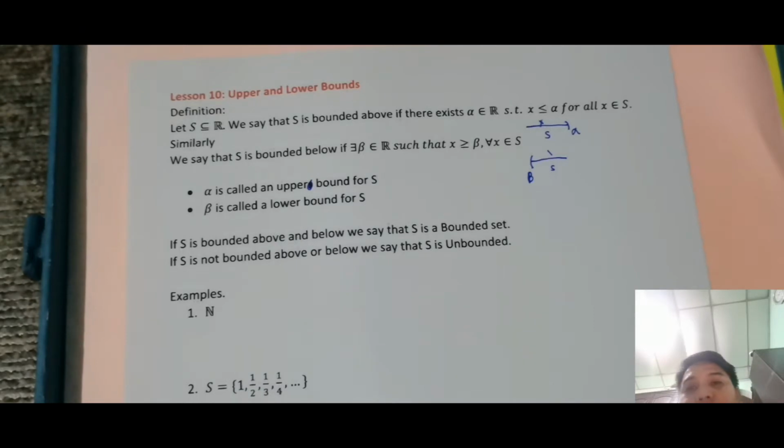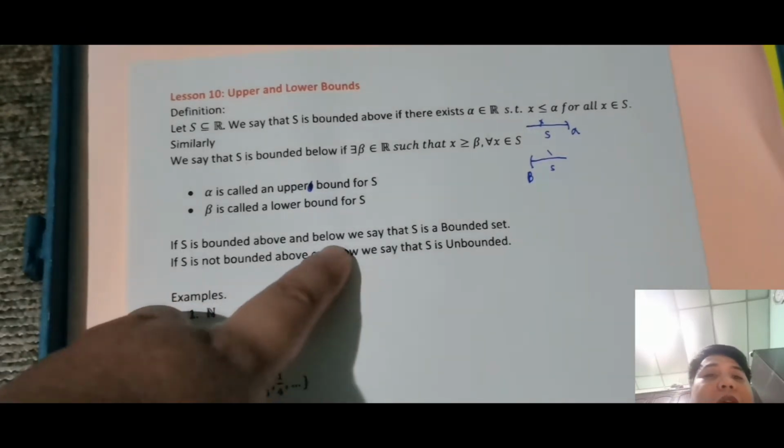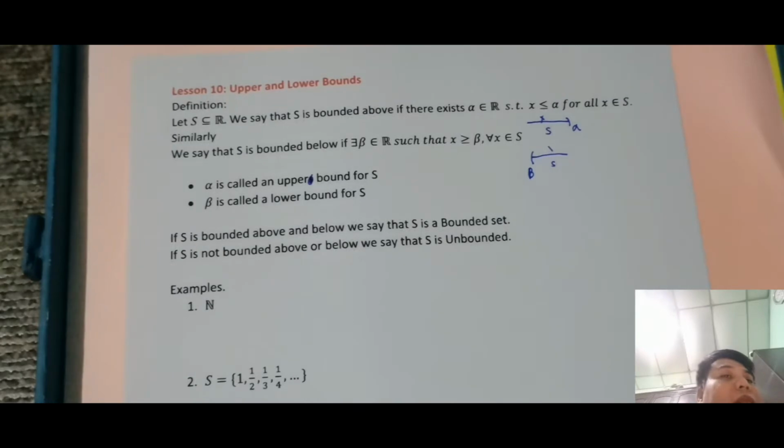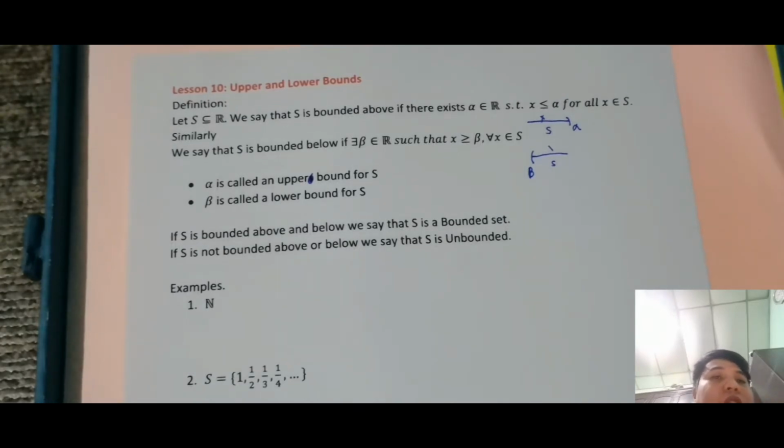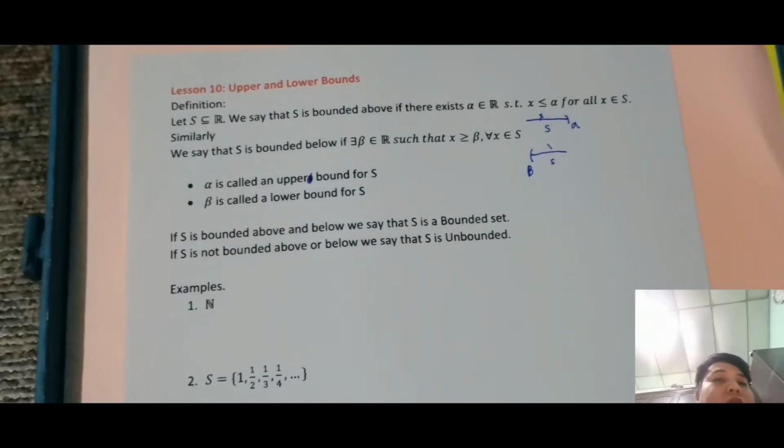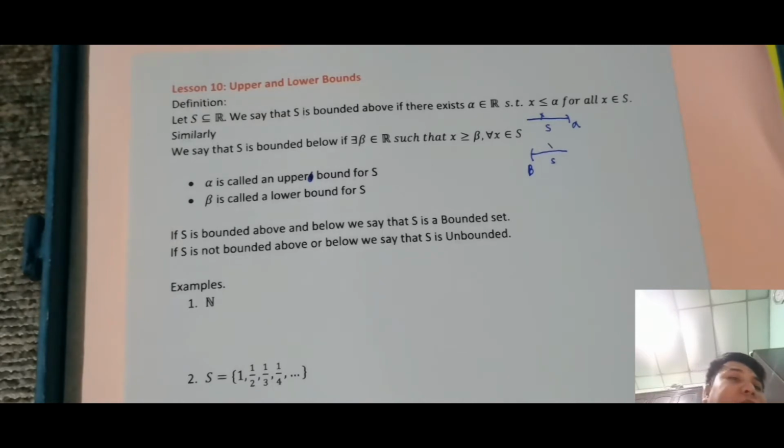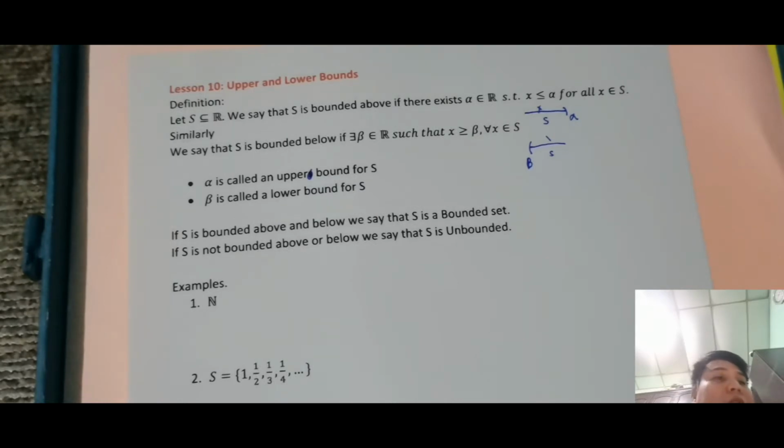Pero before that, if S is bounded above and below, yung word na and sa conjunction, we say that S is a bounded set. So meaning kung siya ay bounded above and below, meaning bounded set siya. If S is not bounded above or below, we say that S is unbounded. So paano naman to? Sir, paano naman sir kung bounded above, unbounded below? Ang tawag mo lang sa kanya is bounded above. Ganun kasimple. Okay, or pag kunwari bounded below lang siya, sabi mo lang bounded below, hindi siya bounded set, bounded below lang. Okay, so ito na yung sinasabi ko, let's have example.